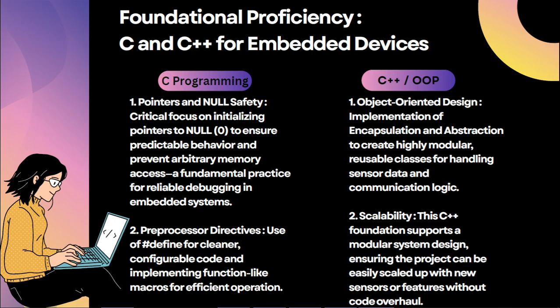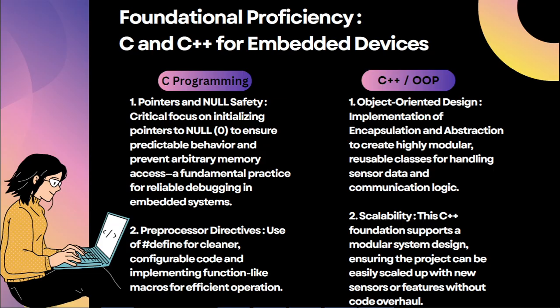First, we will discuss foundation proficiency in C and C++ for embedded devices. Before diving into solutions, it is important to highlight the foundational skills used. The core logic of the system was built using robust embedded C and C++. In C programming, we focused on critical practices like using pointers and null safety to prevent memory issues, a fundamental requirement for reliable embedded debugging. We also leverage preprocessor directives like #define for efficient, compilable code.